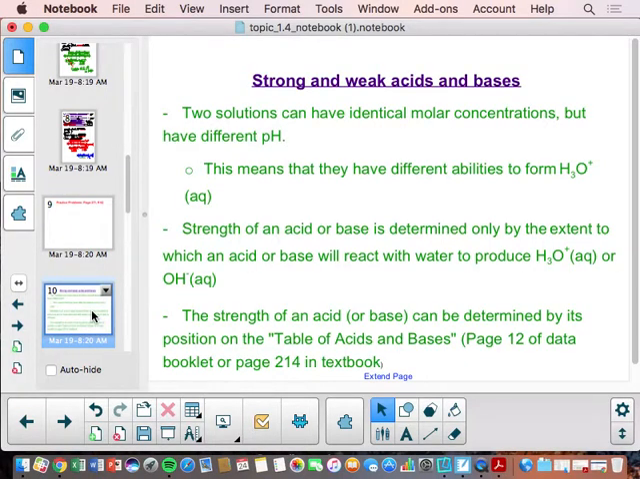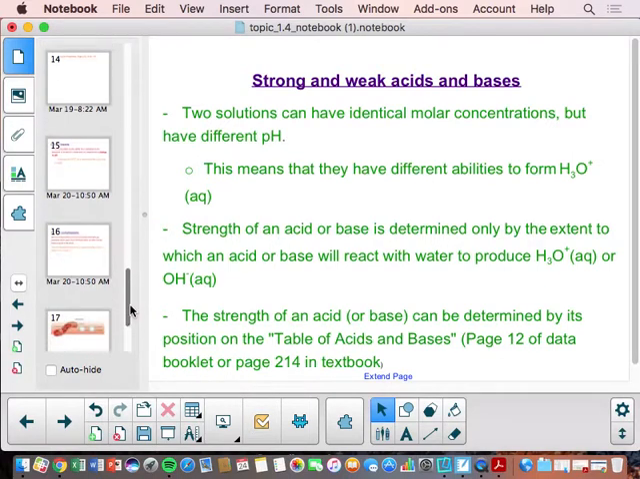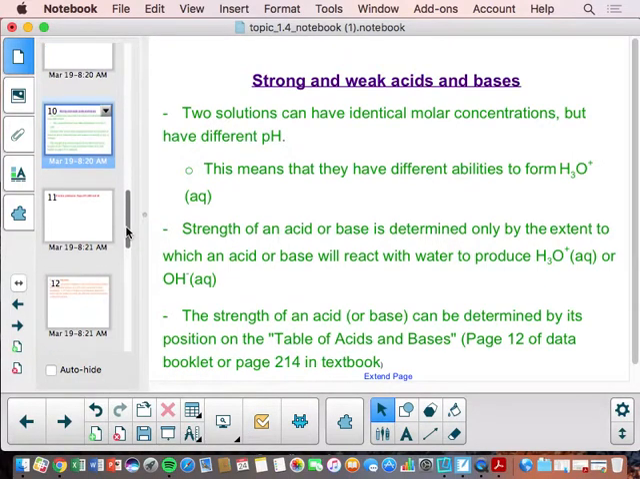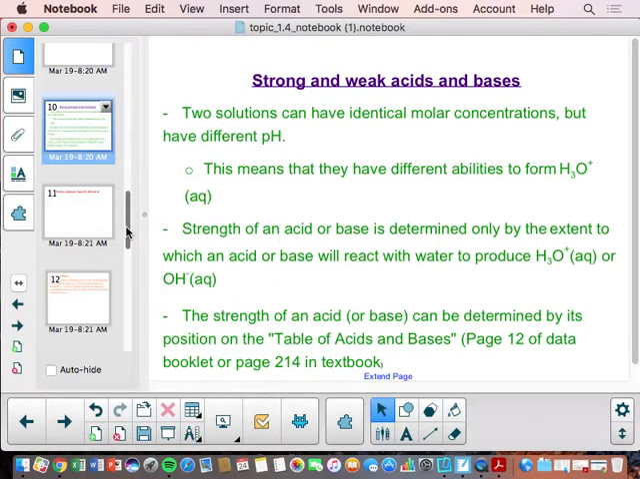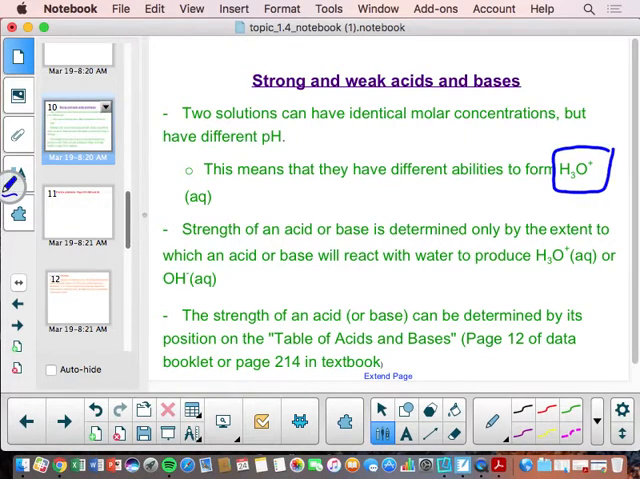Now there's a little bit more I have to go through. It seems like a lot, but hopefully we can get through it quickly. Strong and weak acids and bases. It says two solutions can have identical molar concentrations but have different pH. So two solutions could have the same concentration but different pH, and this all has to do with the amount of H3O in it.